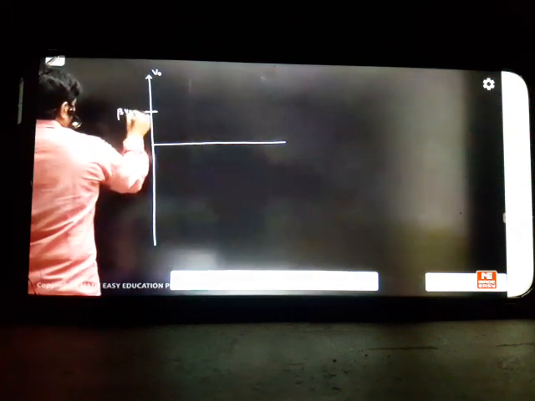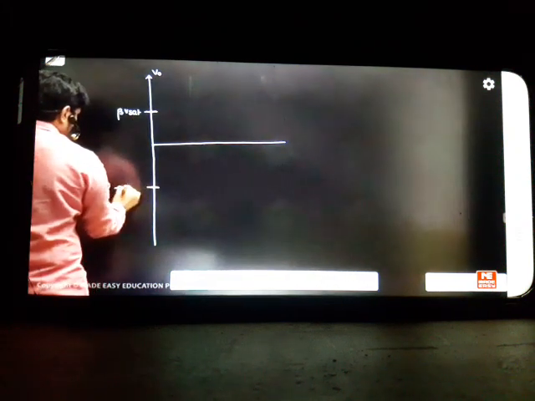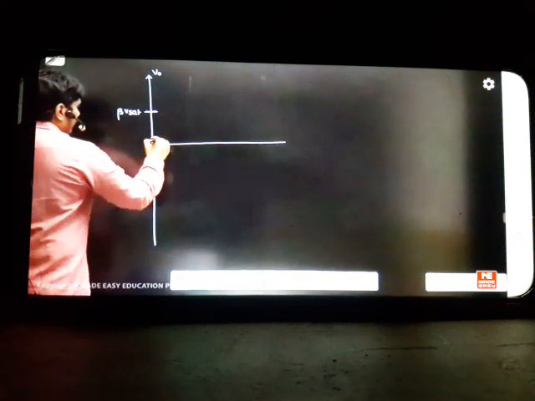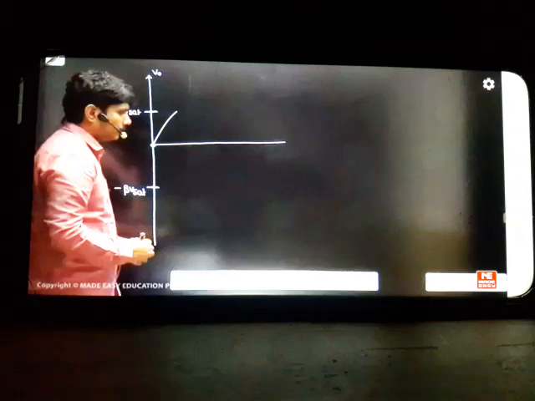This is the story. This is your output. We have two boundaries here. One is beta V sat, one boundary. Another one is minus beta V sat. Now the capacitor started charging from 0. Initially the capacitor is at 0. It started charging like this, up to beta V sat.